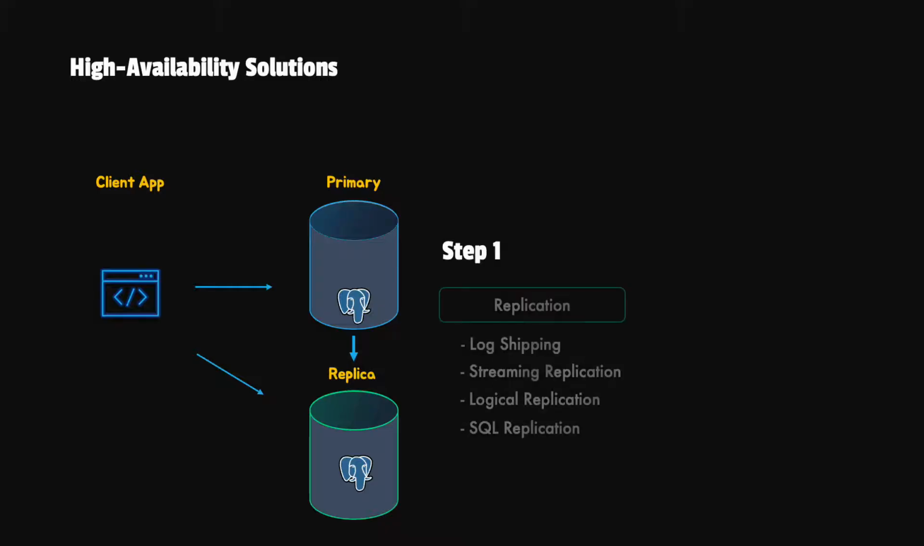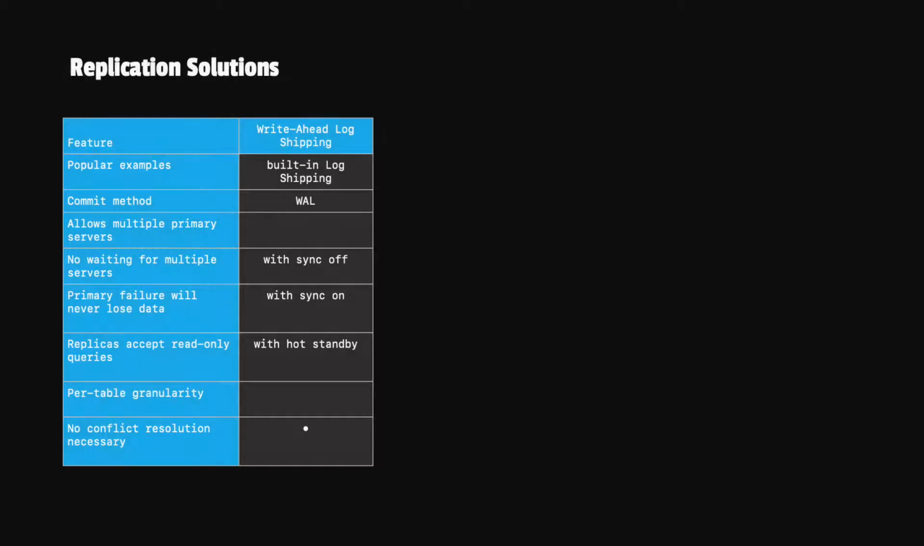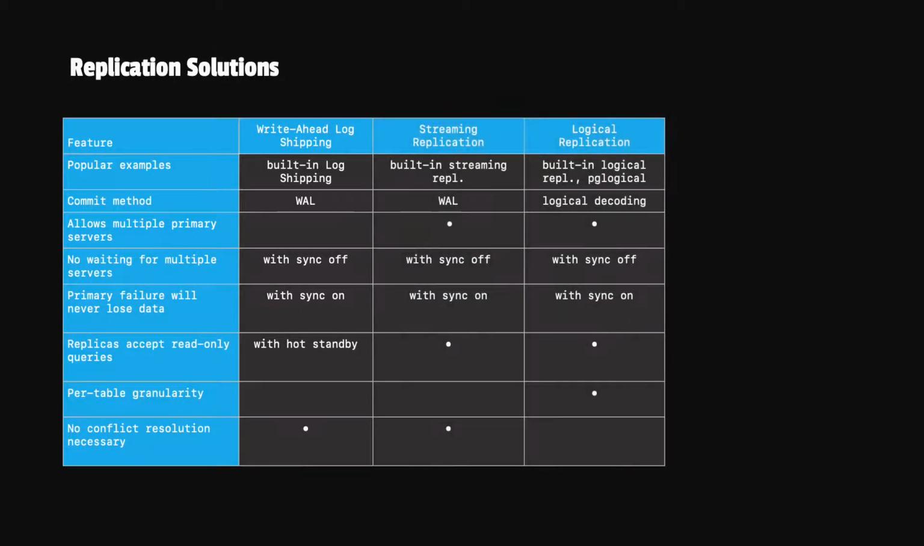PostgreSQL provides a wide range of solutions for replication. In this section, we'll discuss shortly about log shipping, which is the old school version of doing replication. Then, streaming and logical replication, which are superior solutions, are discussed extensively in separate videos. Here, we'll discuss them at a very high level just to see where they fit within the high availability solutions.